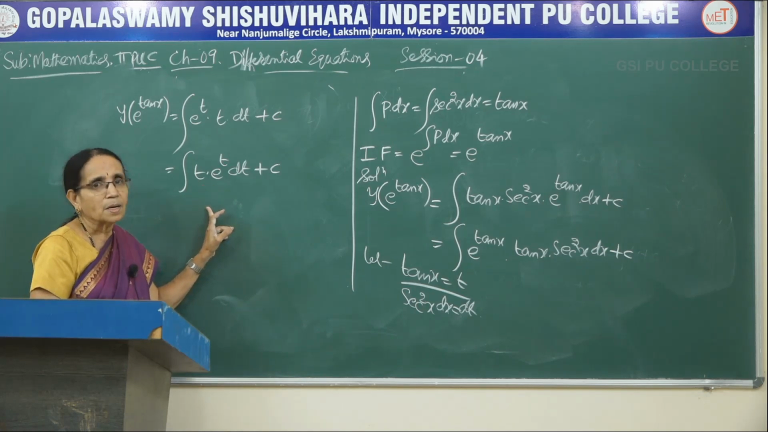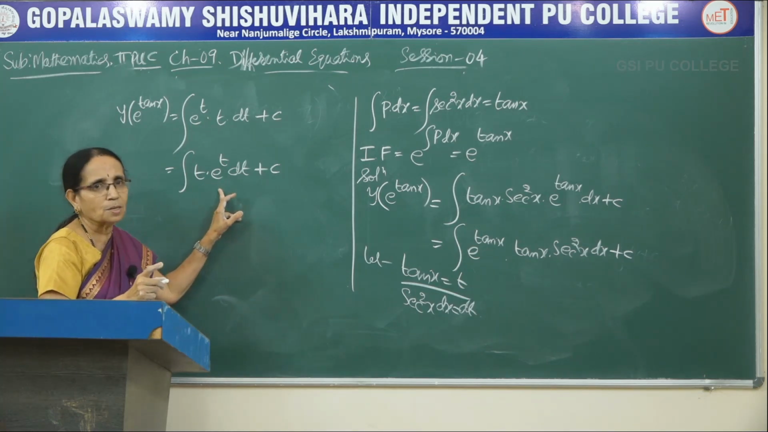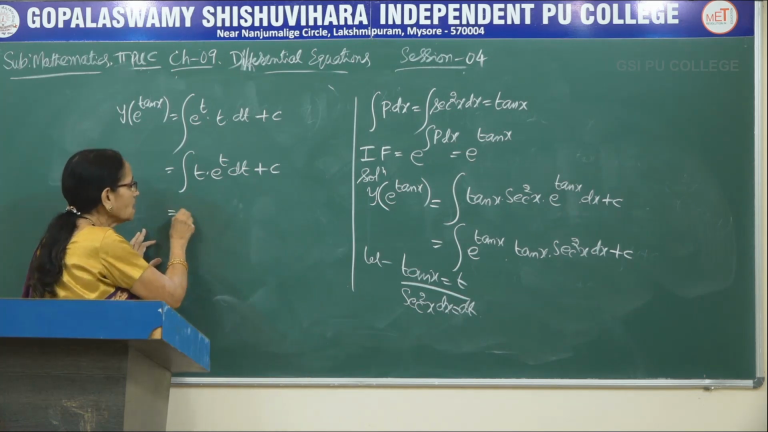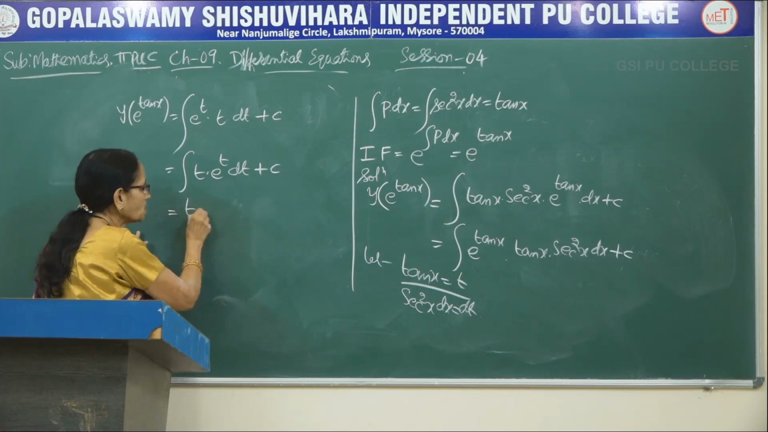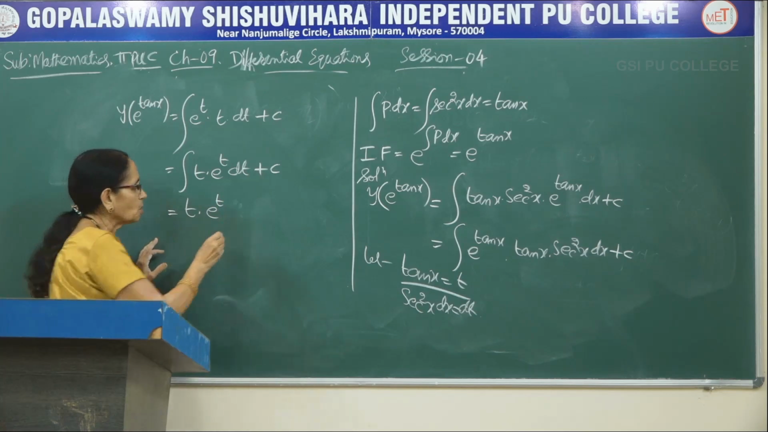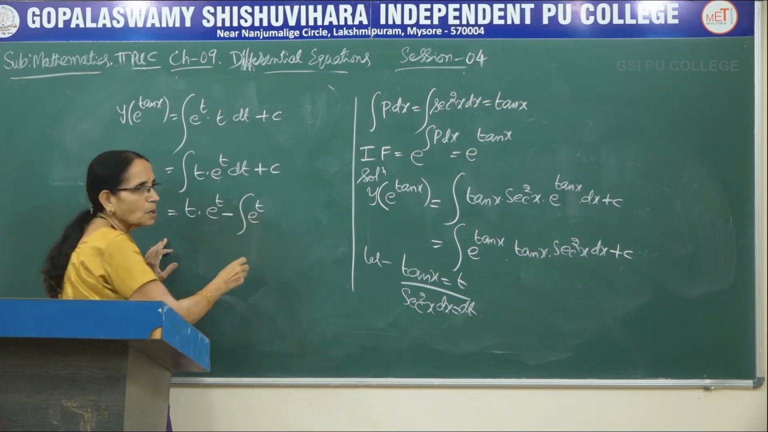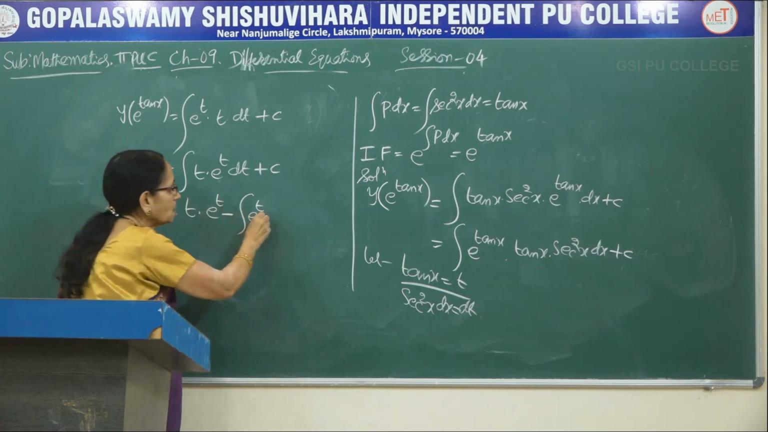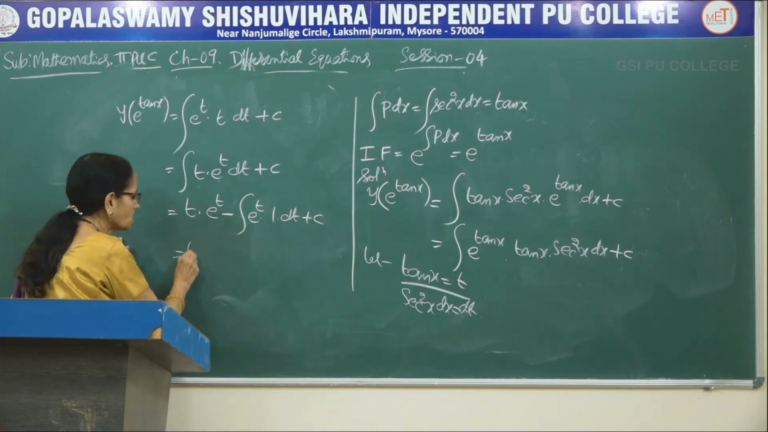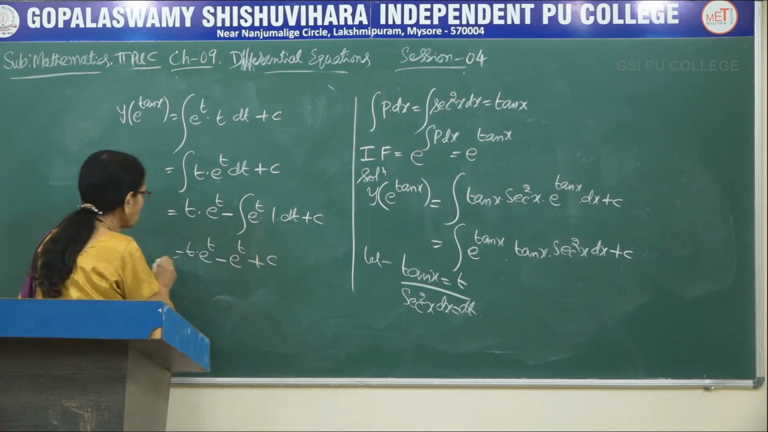It is a product. I cannot use any other method. It is integration by parts. Two different types of functions: one is algebraic, the other is an exponential function. Apply the integration by parts. First function t into integral of the second, that is e power t only, minus integral of e power t into the derivative of t, that is 1, into dt plus c. It is a simple function: t into e power t minus e to the power t plus the constant.